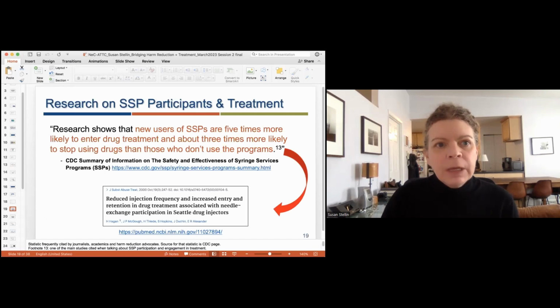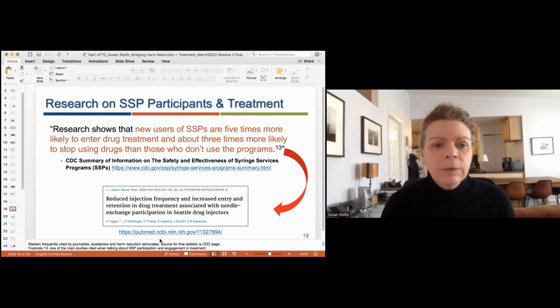So this is about the idea specifically of bridging syringe service programs and participants in treatment. This was a statistic I'd seen mentioned a lot in media coverage and in research, that I started looking into: new users of syringe service programs are 5 times more likely to enter drug treatment and about 3 times more likely to stop using drugs than those who don't use the programs. This comes from a CDC summary of the information on the safety and effectiveness of syringe service programs.